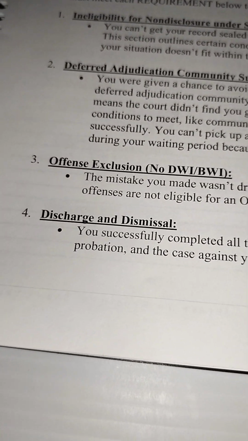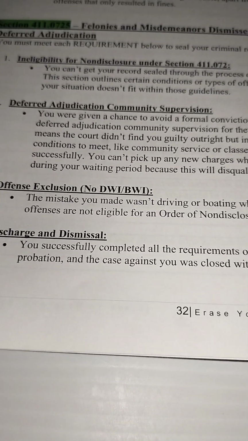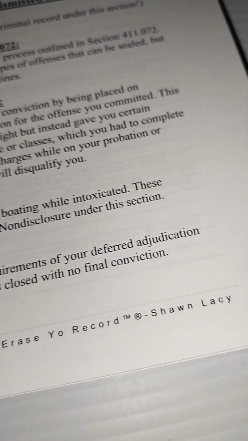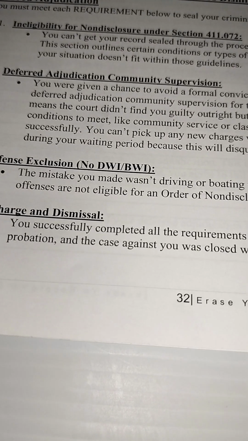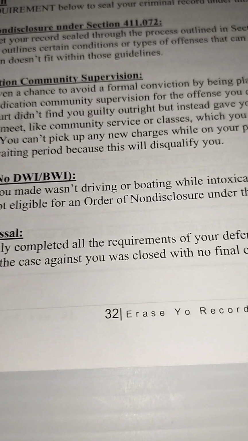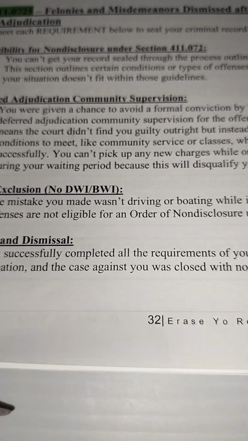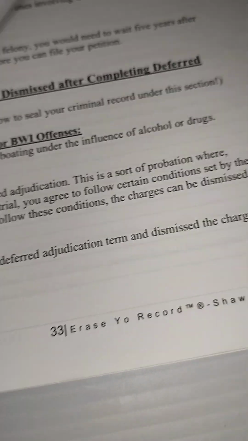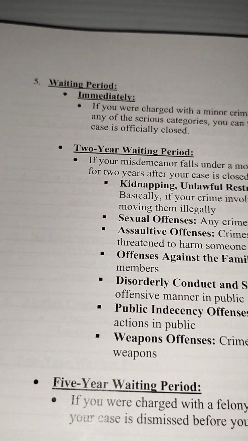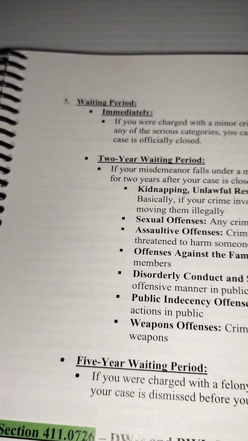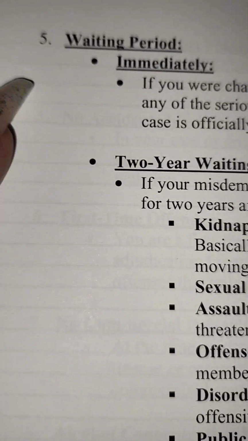Number 4, discharge and dismissal. You successfully completed all the requirements of your deferred adjudication probation, and the case against you was closed with no final conviction. Then there is a waiting period. And remember, the question was about a felony charge. So number 1, waiting period.